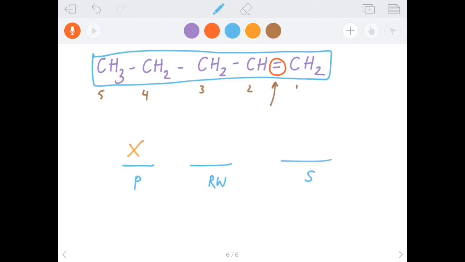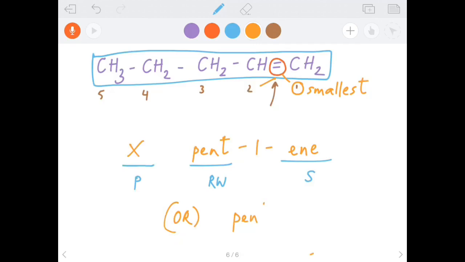Since we have nothing outside the chain, there is no prefix. There are 5 carbon atoms in the longest chain, so my root word is going to be pent. You notice that the suffix is going to be -ene. Since the double bond is between the first carbon atom and the second carbon atom, I'm going to take the smallest number, which is 1. So my answer is going to be pent-1-ene. Sometimes in a lot of books they tend to ignore the 1 and they just call it pentene, where you can just ignore that 1 altogether.